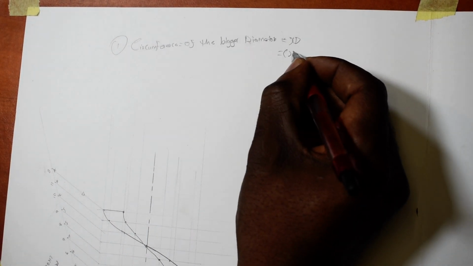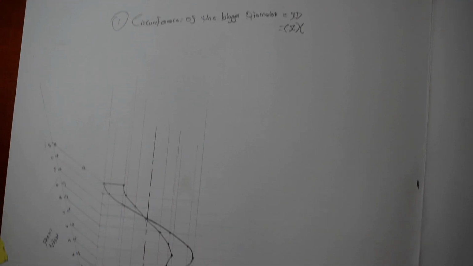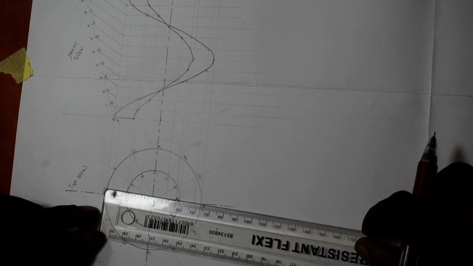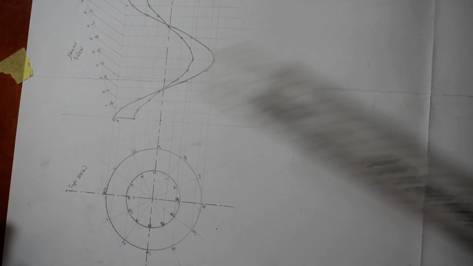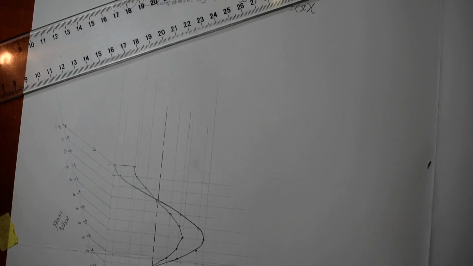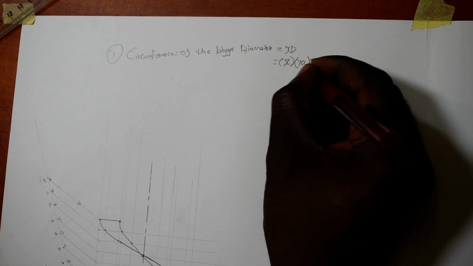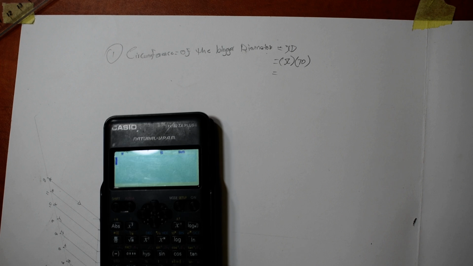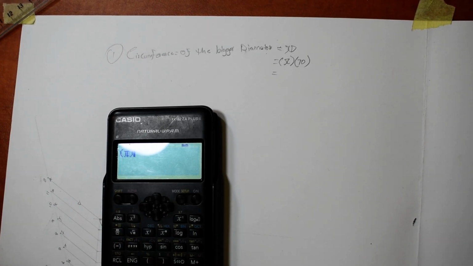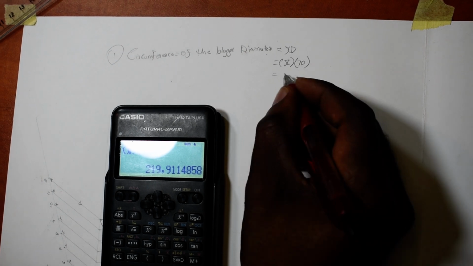So you know the value of pi, so the diameter of the bigger circle is what? Come back and record, it is 70. So I'm going to say pi times 70. How much are you getting? So shift pi into 70. Yeah, how much are you getting?